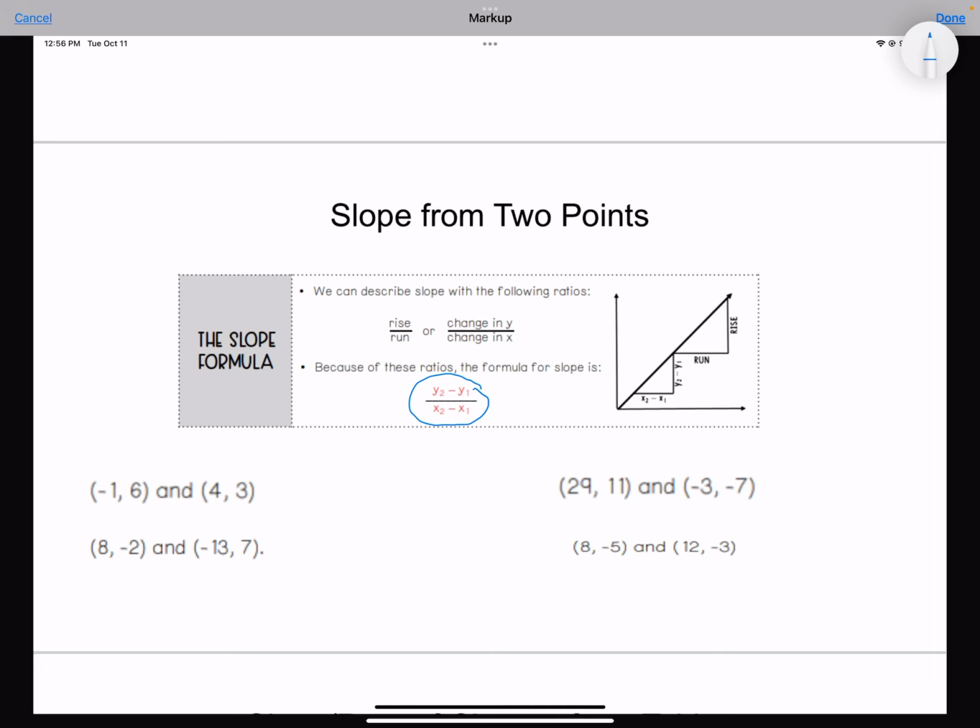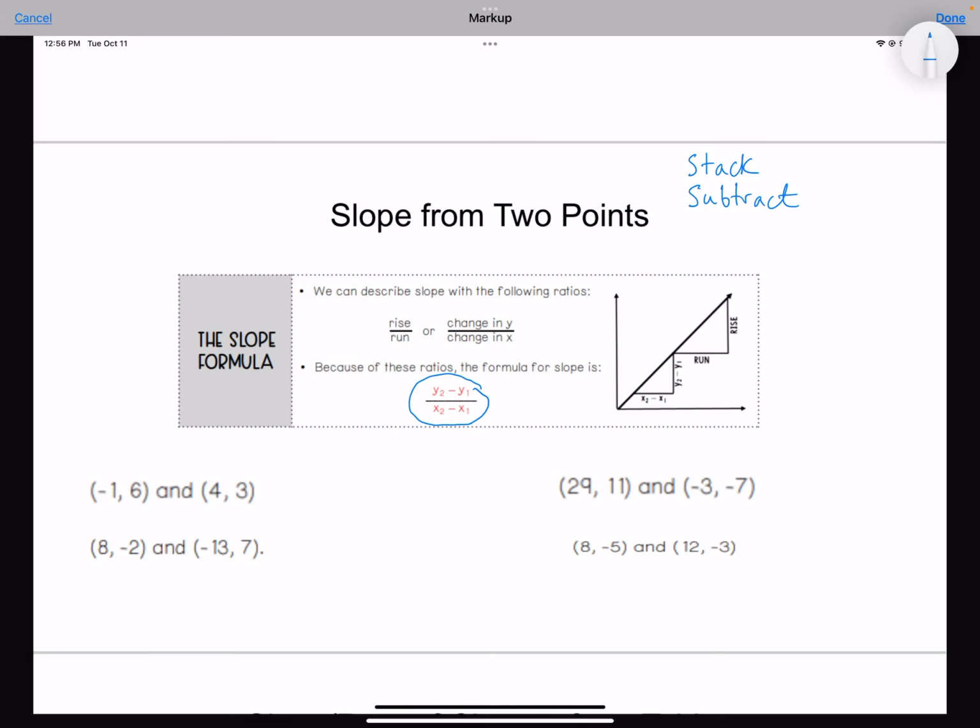So also, what I need you to remember to do is this. You're going to stack your points and you're going to subtract. And I'm going to show you the way it was taught to me many years ago when I first learned slope.